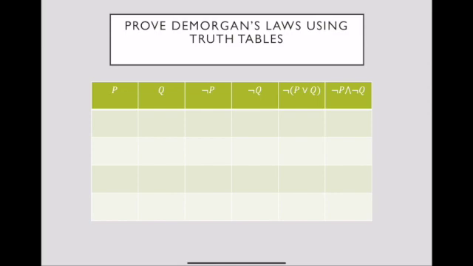Let's go ahead and prove DeMorgan's laws that we learned about during set theory, which was a couple chapters ago, using truth tables. So I have true, true, false, false. You could have done it the other way, but let's do what we're used to. Not P is false, false, true, true. Not Q is false, true, false, true. Next time we'll look at not P or Q.